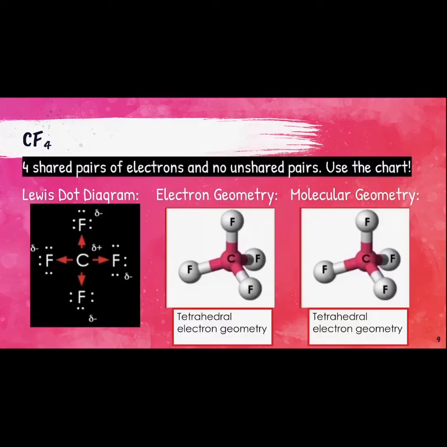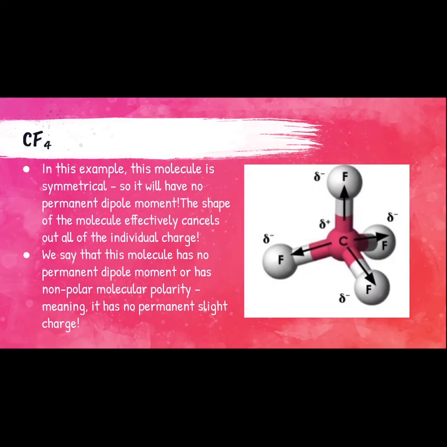All right, so if I was going to try to figure out the shapes or the geometries, I'm going to look and see that I have 4 shared pairs of electrons around the carbon and no unshared pairs. So if I'm using that chart or the handout that you have in class, I have this tetrahedral shape for both the electron geometry and the molecular geometry.